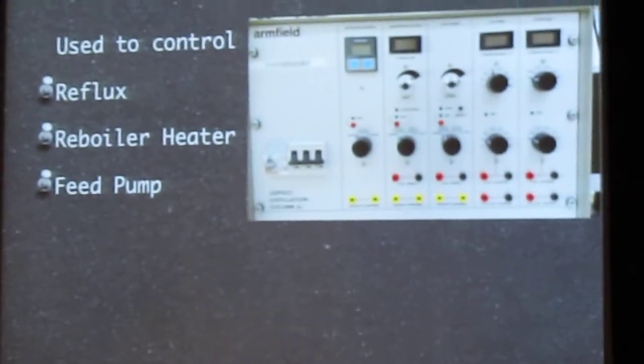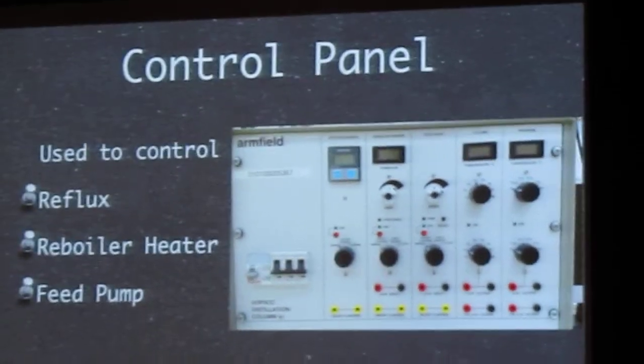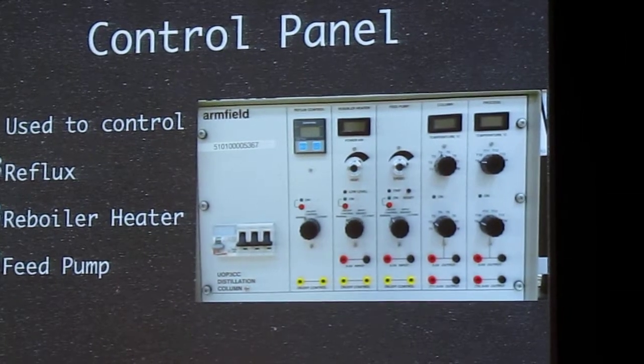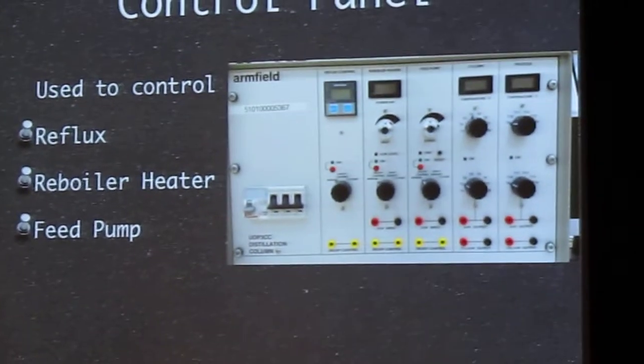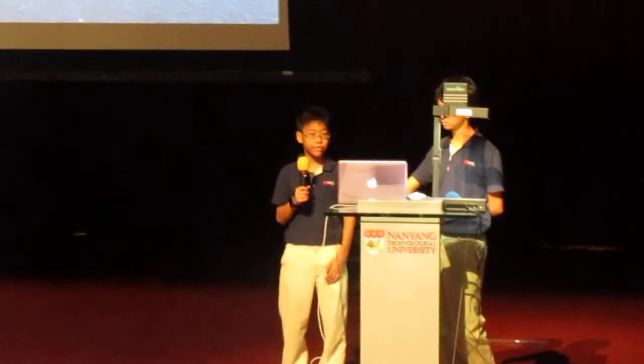Okay, the next is the main control panel for the distillation column. As you can see, there are 5 different parts to it. The first part is the reflux. The second is the temperature, the amount of energy sent to the reboiler heater. The third is the feed pump, and the other 2 are changes that are made when you make physical changes to the distillation column itself.